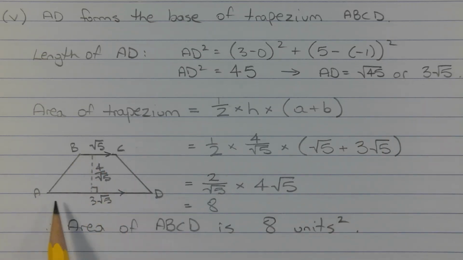So we have the lengths of the two parallel sides and we have the height or the perpendicular distance between them. So we can use the area of a trapezium formula, half times the perpendicular height times the sum of the lengths of the two parallel sides, A plus B. So that equals half times 4 over √5 times √5 plus 3√5 in brackets. Now these are like terms which we can combine and we get 4√5, and half times 4 over √5 gives us 2 over √5. So multiplying these two terms together, the √5s will cancel. We end up with 2 times 4, which gives us 8. Therefore the area of trapezium ABCD is 8 square units.